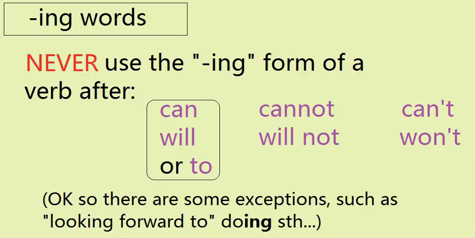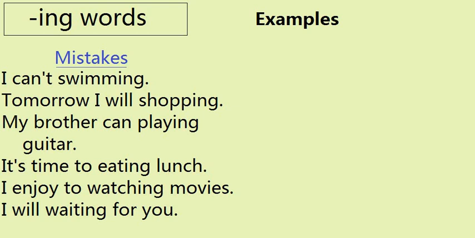The next thing I want to look at is using ing verbs, continuous verbs. These should not be used after can, will, or to. And that also applies to cannot, will not, can't and won't. There are a few exceptions, for example, looking forward to doing something. But usually can, will and to are followed by the infinitive form of the verb, or the basic form of the verb. Here we have a selection of sentences, but they are wrong. They have mistakes.